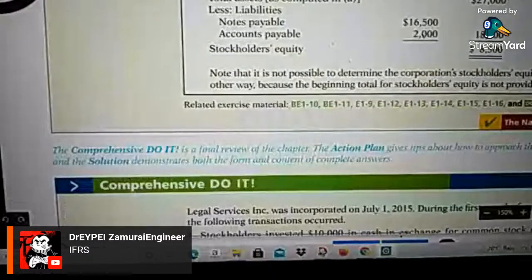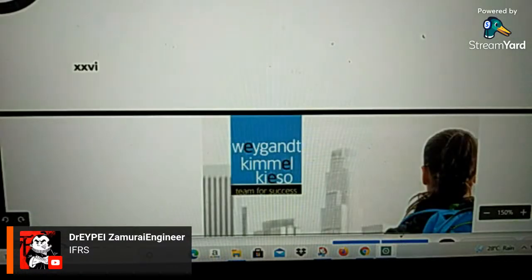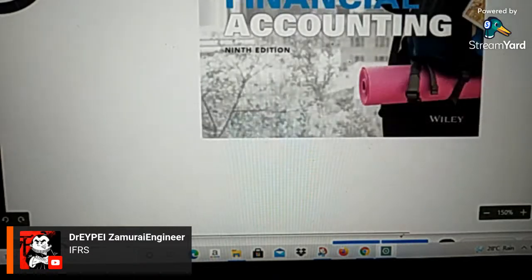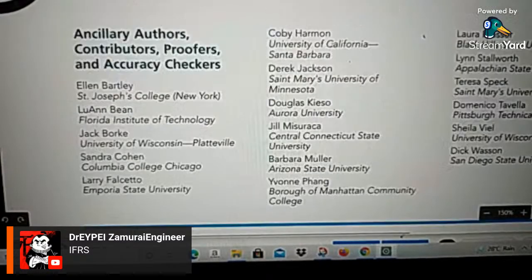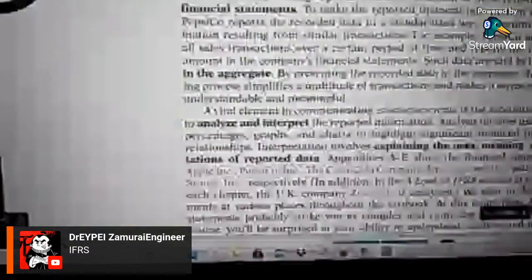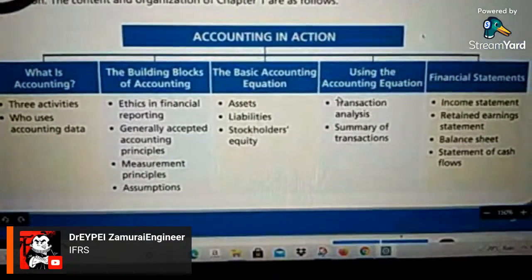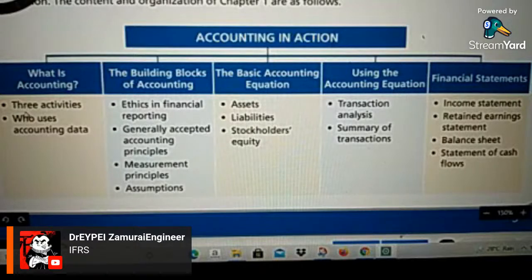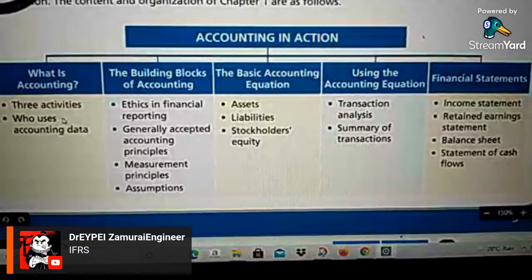Any question? So we'll end our discussion today and continue next meeting. Let us summarize what we have learned. We know what accounting is. It involves three activities of identifying, recording, and communicating economic events and transactions for the benefit of interested users.